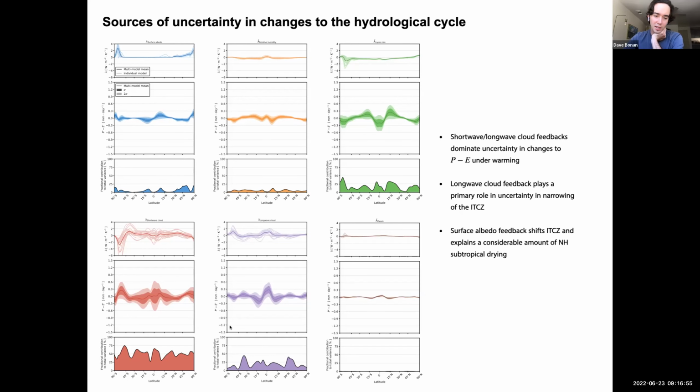Effectively you see that the shortwave and longwave cloud feedbacks are what's really driving uncertainty in P minus E changes across a range of latitudes. But if you look at the surface albedo feedback, you actually have a slight contribution from that on the equator, and especially in the extratropical regions and the high latitudes.